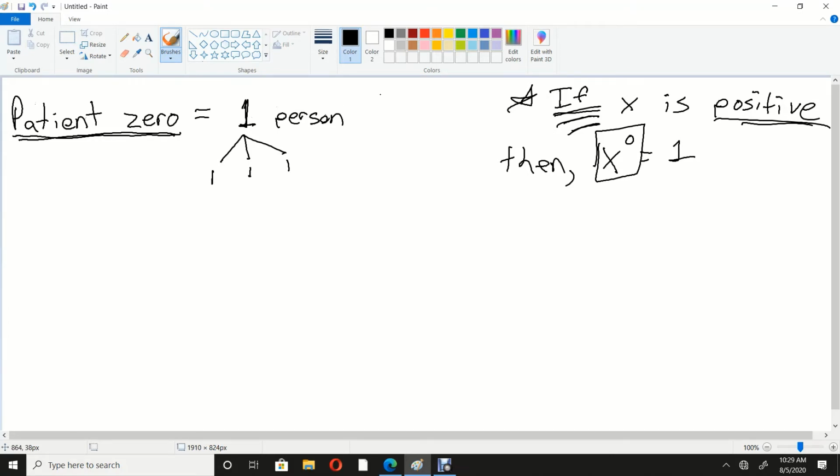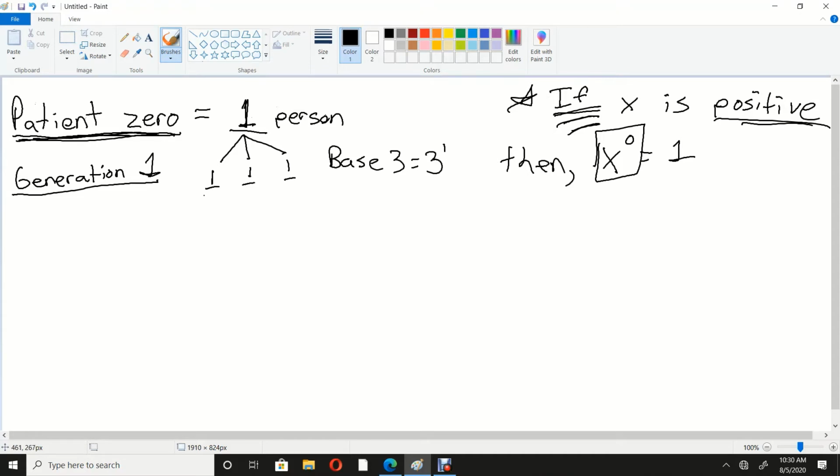So our base is 3. All right, and these represent generation 1. This is our first generation. So base 3 equals 3 to the 1st power in our first generation. Patient 0 was just one person. Generation 1 infected 3 additional people.